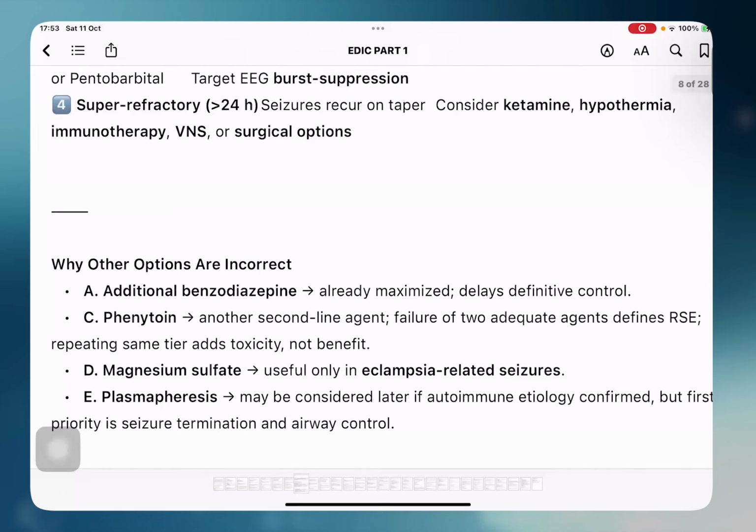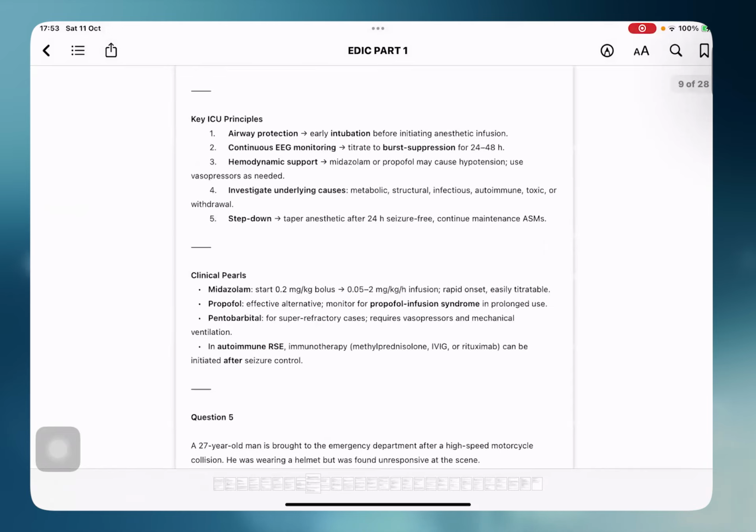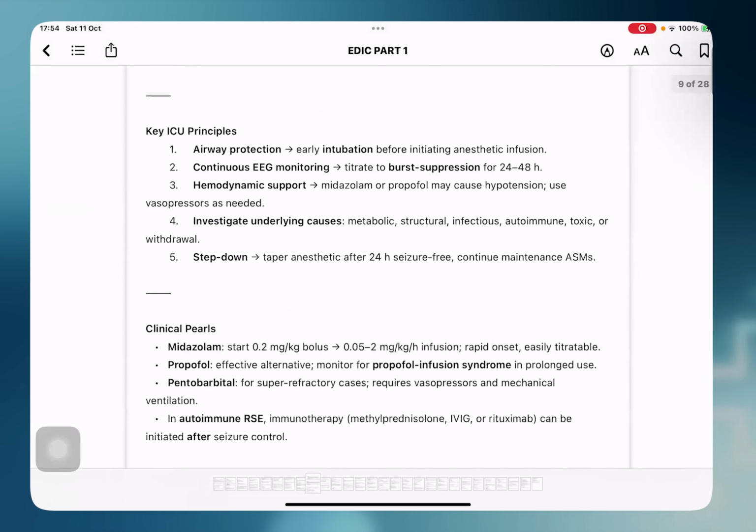Magnesium sulfate is indicated only in eclampsia-induced seizures. Then there is plasmapheresis. Fine, once you have treated the status epilepticus, there is a time that you start plasmapheresis to take out any autoantibodies, if you have to remove them. Is that clear for this question? This is very important. I've selected the most important golden topics for your exam.